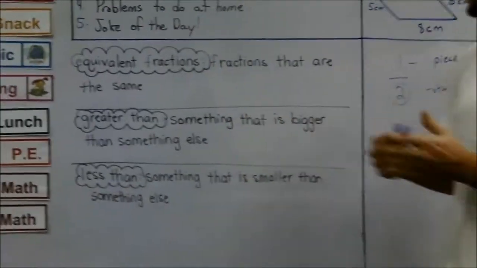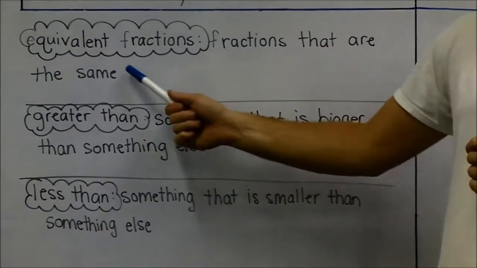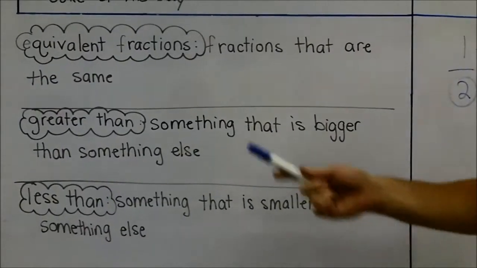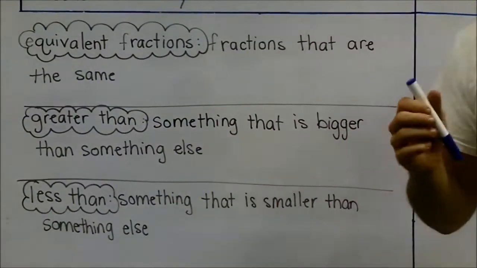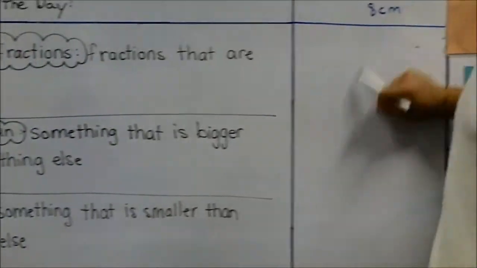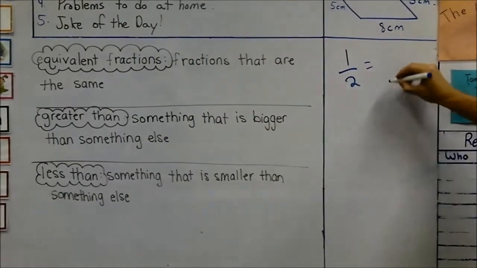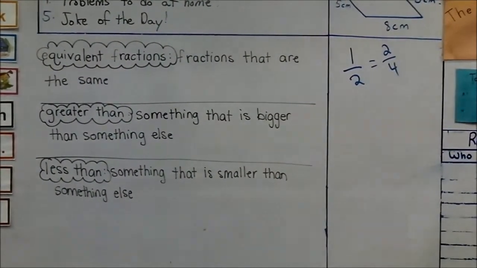Okay? Let's take a look at our key vocabulary. Here's the big important one for the day, and it is equivalent fractions. Equivalent fractions are fractions that are the same. That means they're exactly the same. So we might have a fraction that is 1 over 2. An equivalent fraction to 1 over 2 would be 2 over 4. And we'll talk about how we found that out.